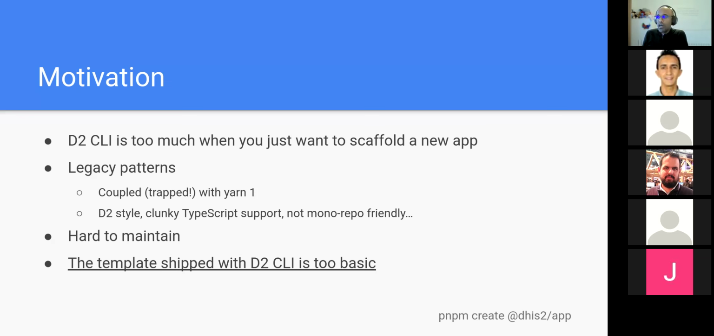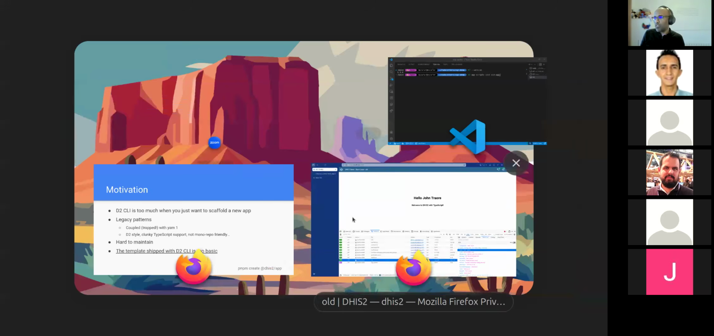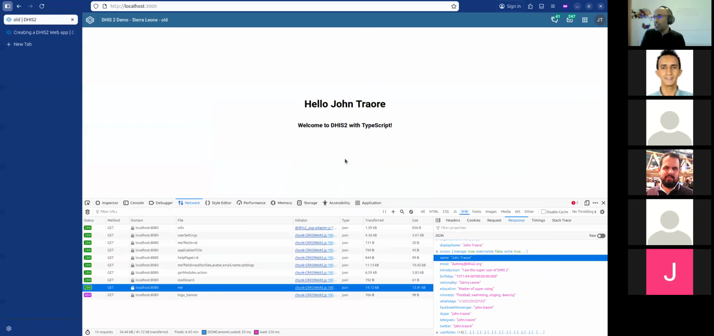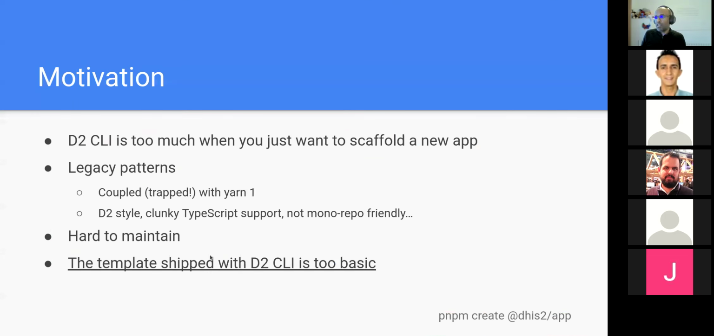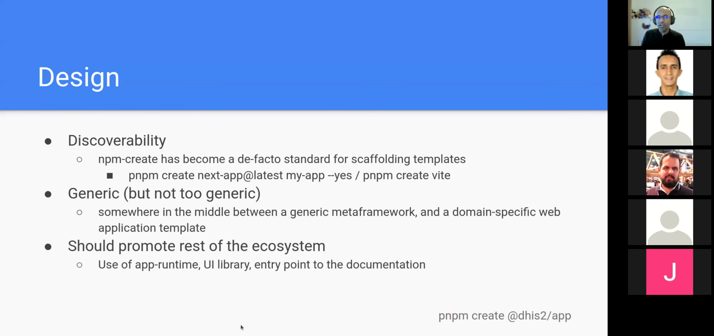It made it difficult to try to improve the templates. And finally, which is probably the main thing from your point of view as consumers of the CLI, the template that ships with it is too basic. Like you saw, it's just showing one thing, and you typically want a bit more than that when you're starting a new app. So there were some design decisions when we started looking at how we can make things different.